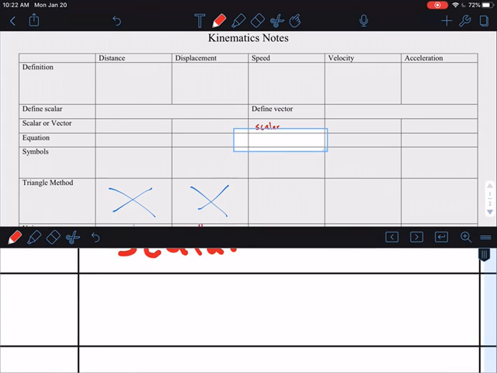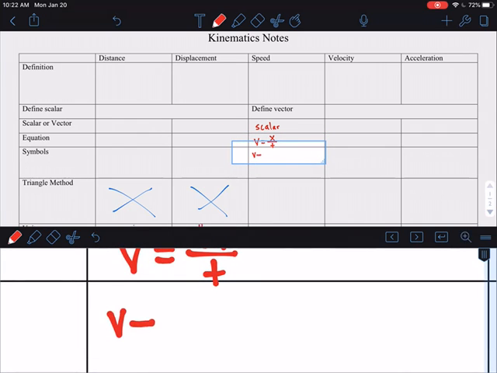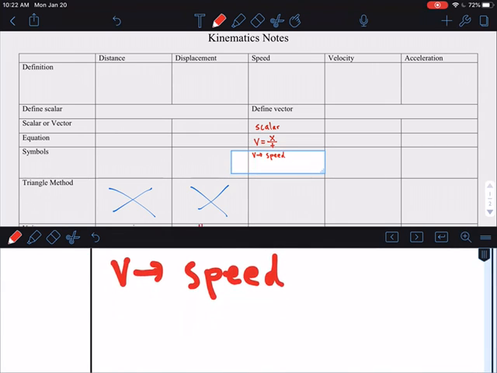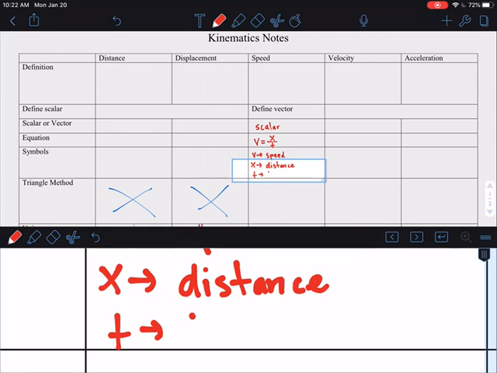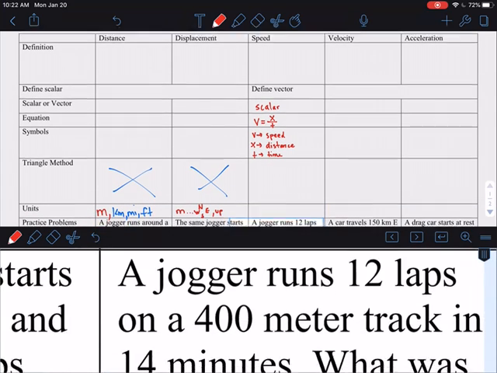What is the equation for speed? Speed is v. V is going to be our symbol for speed, equals x, which is our symbol for distance, all over t. And t is for time. Once again, I'll write that down. V stands for speed. X is for distance. And then T stands for time. I'll come back to the triangle method in just a few seconds.